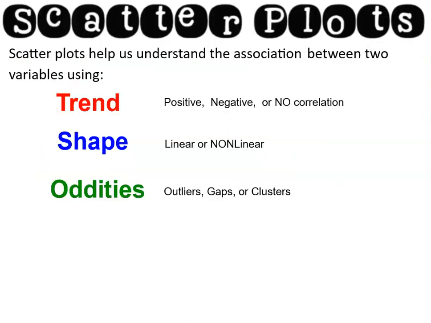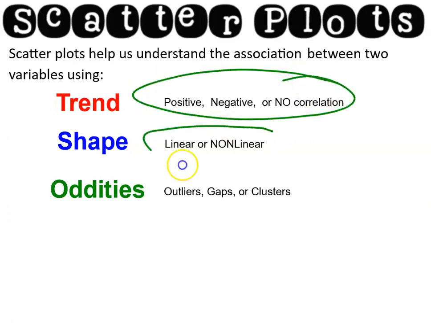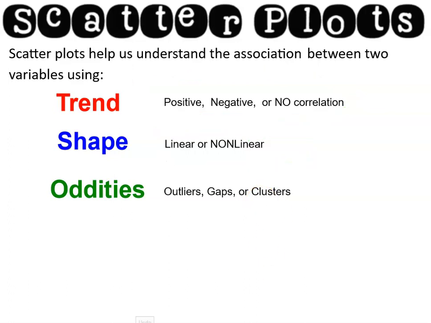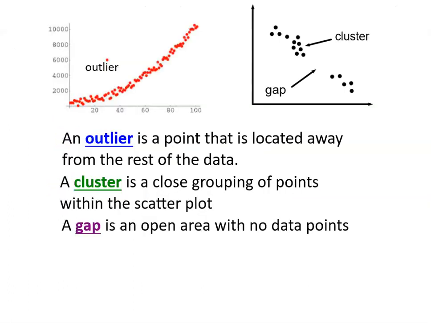All right, the last thing you need to know about scatter plots is not only can you describe the trend and the shape, which we already discussed, but you can also describe some oddities. They're called outliers, gaps, or clusters. So here's an example of how they look. We kind of saw this on the first page. An outlier is a point that's located away from the rest of the data. A cluster is a close grouping. See how these are more spread out and these are really tight knit together? And a gap is an open area with no data points at all.